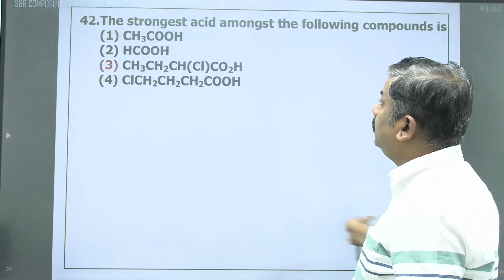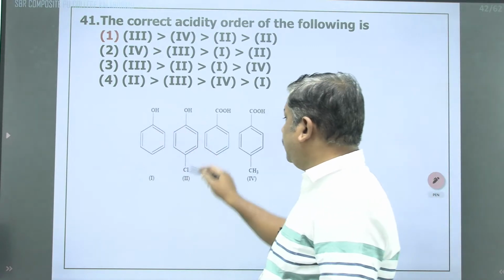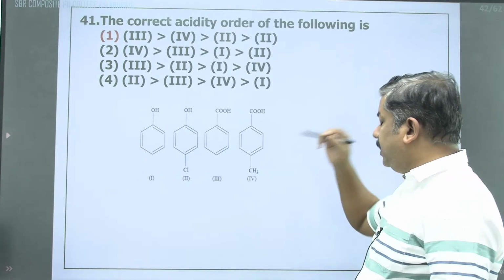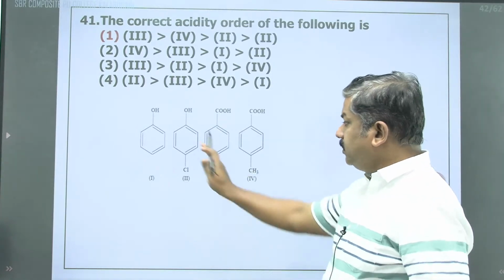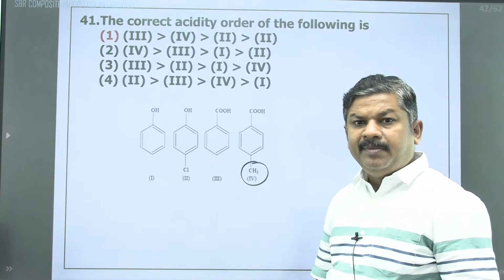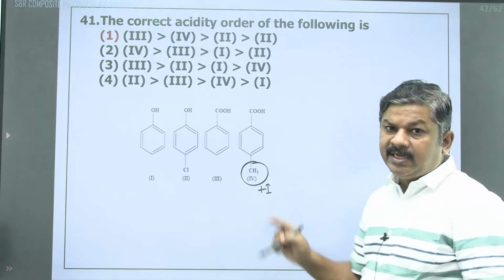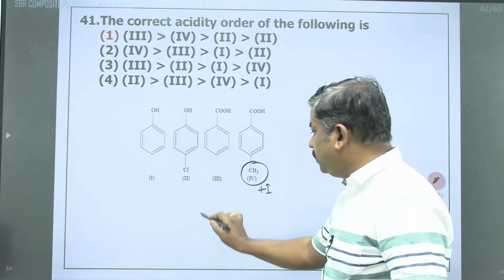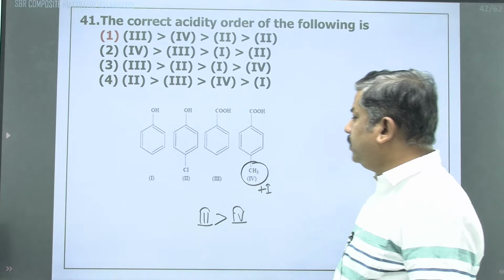Question number 41. The correct acidity order of the following compounds is: phenol, chlorophenol, benzoic acid, and para-methyl benzoic acid, also called para-toluic acid. Out of these four compounds, which is the strongest acid? The first two are phenols, the next two are carboxylic acids. The last contains a methyl group, an electron releasing group that shows a plus I effect. Wherever a compound exerts a plus I effect, it is less acidic compared to normal benzoic acid. So the third compound is a stronger acid than the fourth, because both are carboxylic acids.